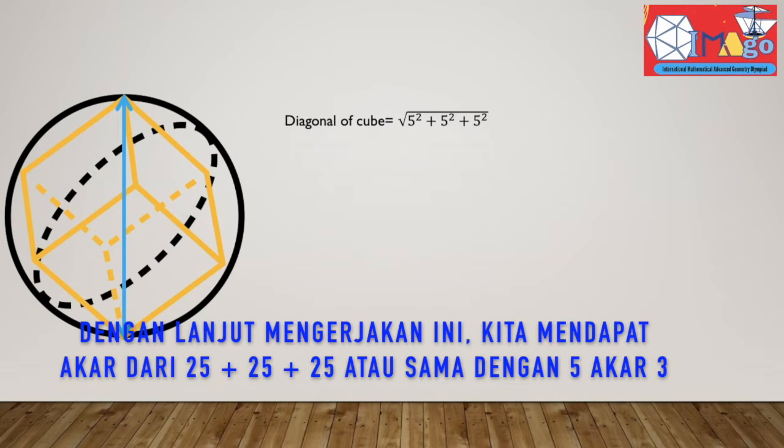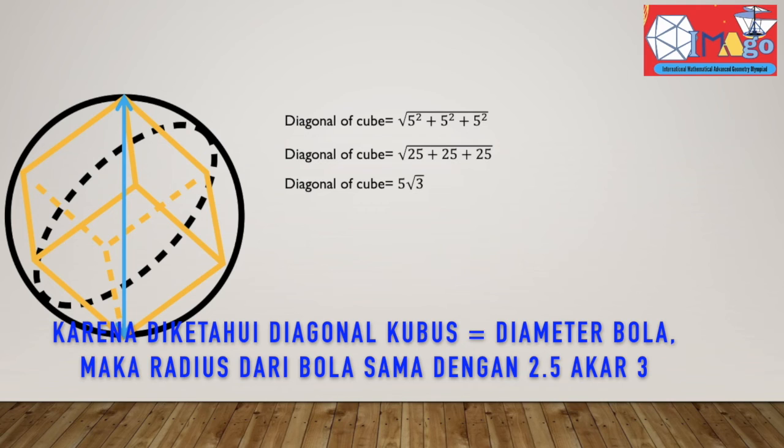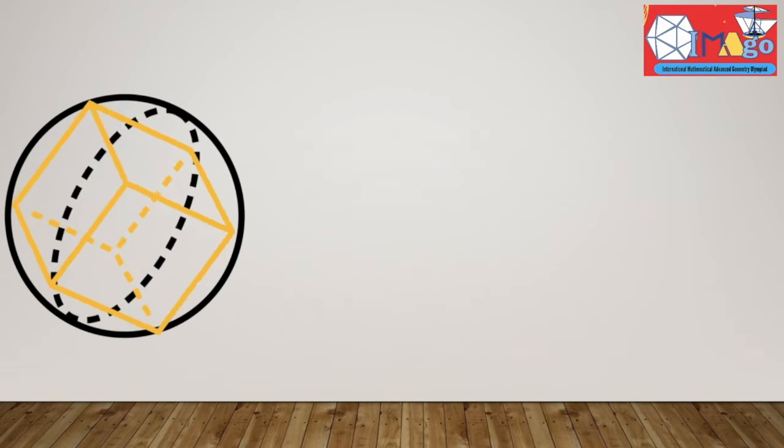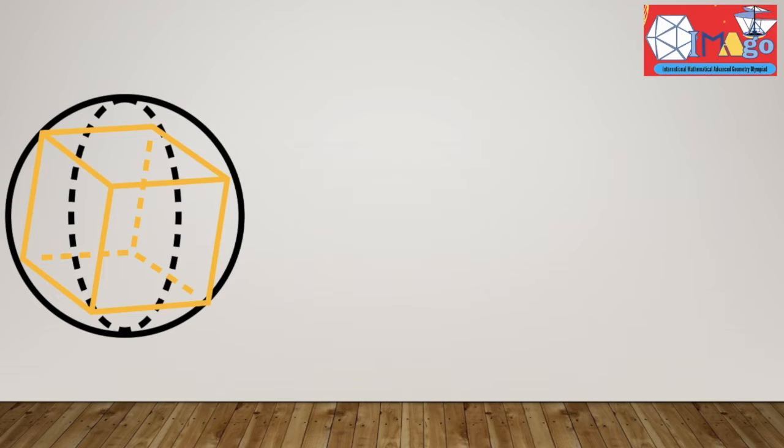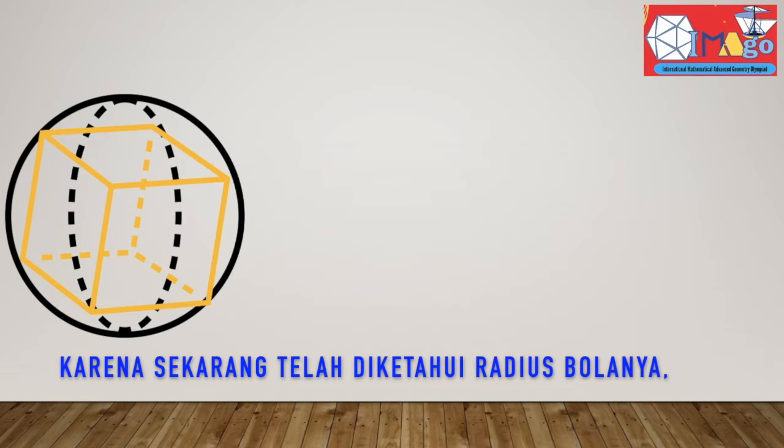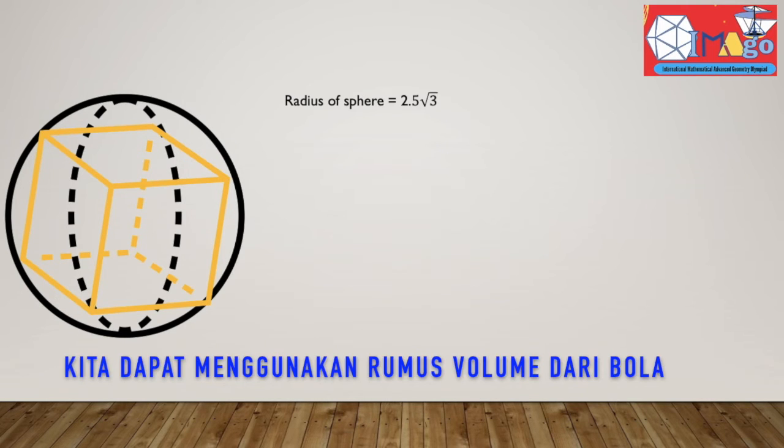Working this down, you can get root of 25 plus 25 plus 25, which is also equal to 5 root of 3. Since we know that the diagonal of the cube is equal to the diameter of the sphere, hence the radius of the sphere is equal to 2.5 root of 3.